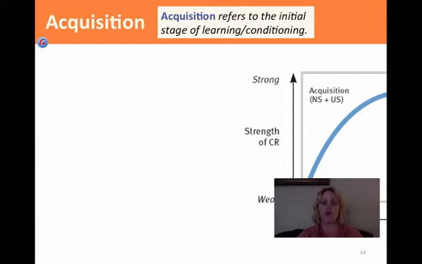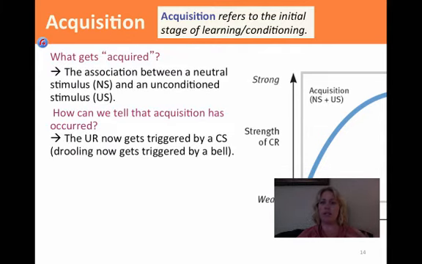Now, acquisition. This term acquisition refers to the initial stage of learning and conditioning. So the acquisition is this pairing of the neutral stimulus and the unconditioned stimulus. What gets acquired is the association between a neutral stimulus and an unconditioned stimulus. And how can we tell that it has occurred? Well, our unconditioned response now gets triggered by a conditioned stimulus. The drooling now gets triggered by the bell.